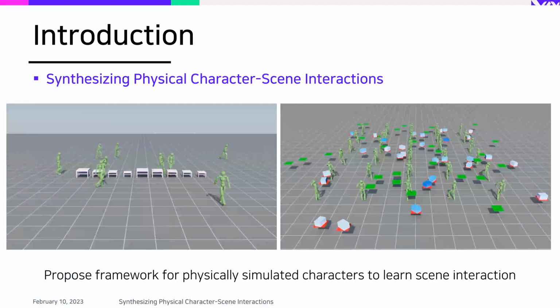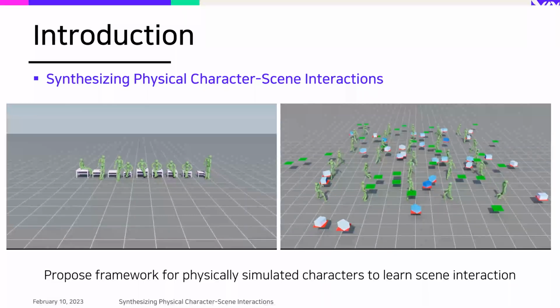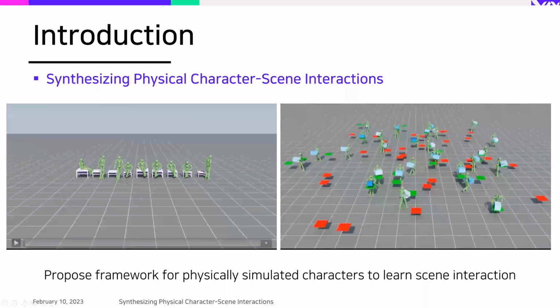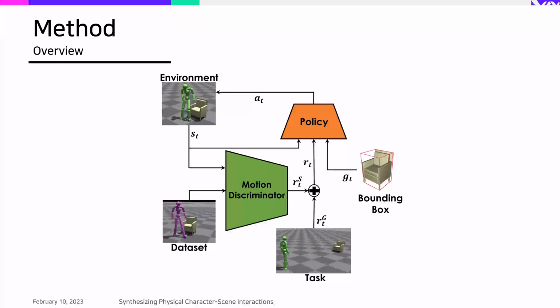In this research, they utilize AMP and extend it to character-scene interactions. They propose a framework for physically simulated characters to learn scene interaction behaviors from large unstructured motion datasets without manual labeling. And from now on, I'll introduce the method.